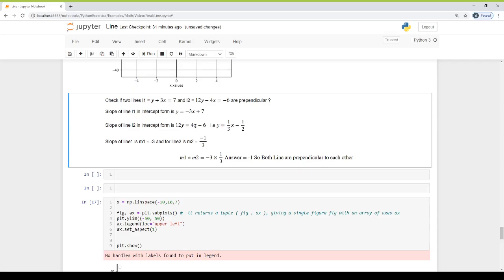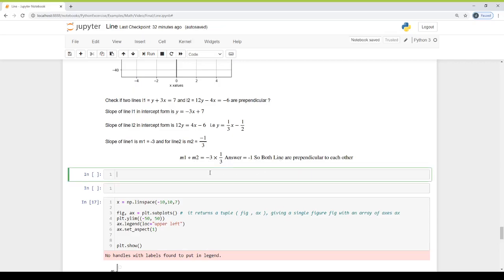Here this is the slope of line m1, that is minus 3, and this is the slope of line m2, 1 by 3. If we multiply both the slopes, we will get minus 1. So if the multiplication of the two lines' slopes is equal to minus 1, then both lines are perpendicular to each other. Let's check in an example. Let's do the practical.